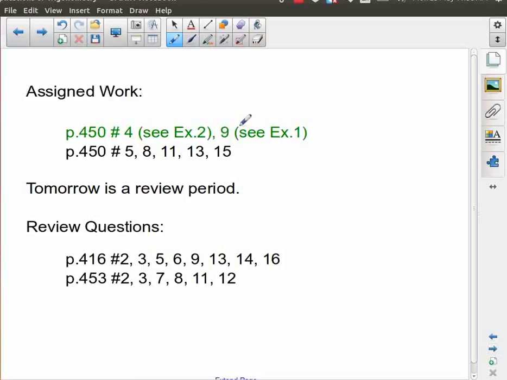Okay, so there we go. We've got some assigned work. A couple of these are quite simple, and you've got references here to the matching example from the textbook, and then some other questions in general. We've got our test coming up, so those are the review questions that go along with it.